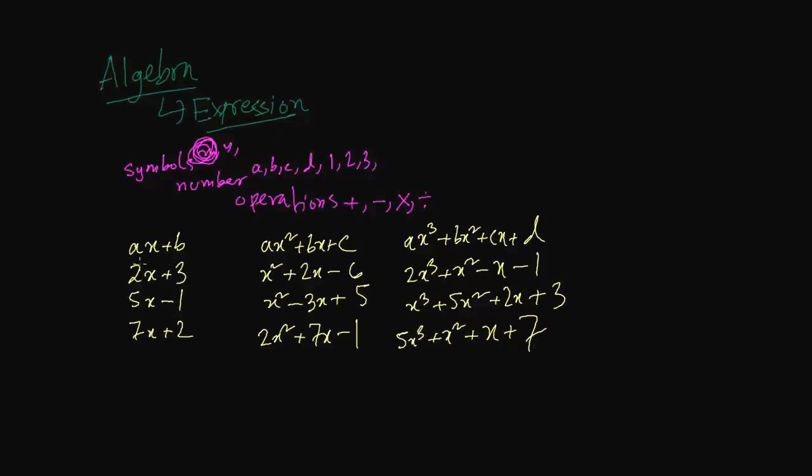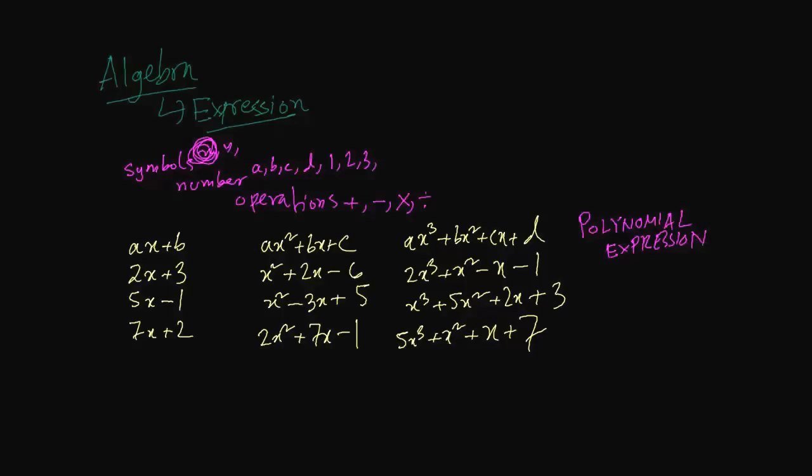Now look here, in all the expressions that I showed you, the x, meaning the symbol, also known as the variable, has a positive power, meaning when it is upstairs it has a positive power. So whenever we have an expression where x is upstairs and the power of x is positive, we call that a polynomial expression. So expression can be polynomial or non-polynomial.